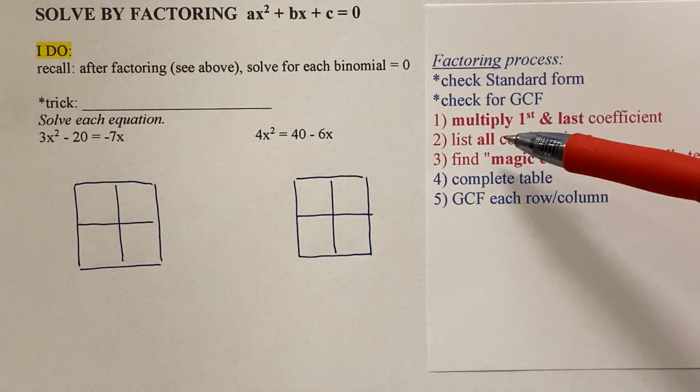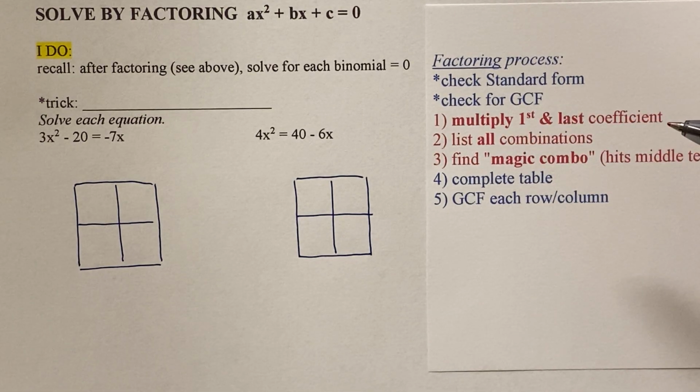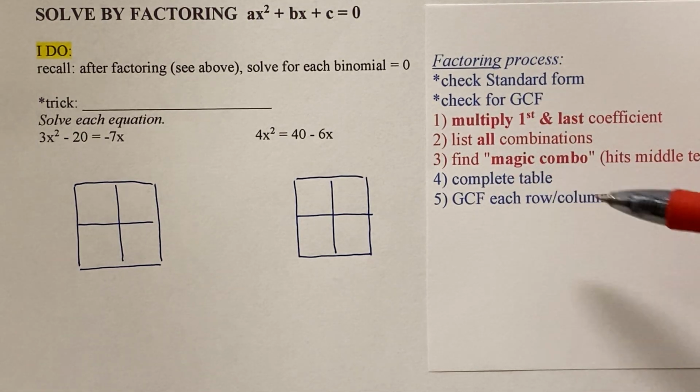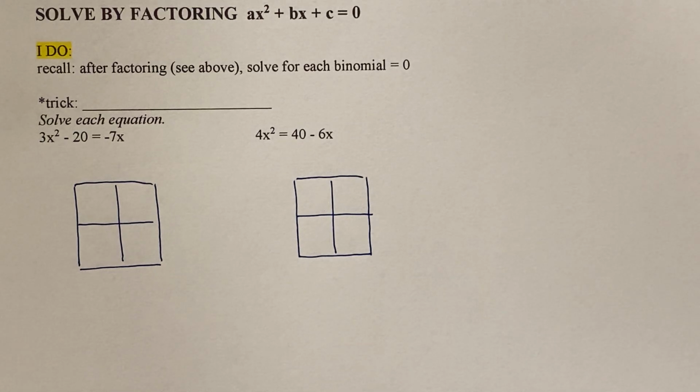Once you have that coefficient, list down all the combinations that could break apart that coefficient and find the magic combination that will hit that middle term. Once you have the combination, you can finish up your table and then just greatest common factor each row and each column, okay? So now I'm gonna show you guys the trick to solving each one of these.